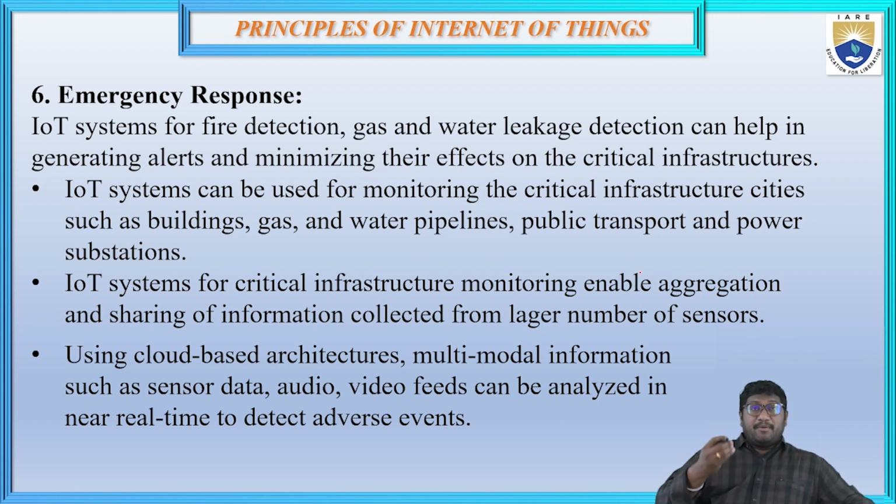With the help of this emergency response system, with the help of our IoT, we are going to detect the things and we are going to continuously monitor the critical infrastructure such as buildings, such as gas or else water pipelines or else public transport or else power substations. All these factors can come under emergency response. If anything happens, automatically our IoT systems are going to sense the information and present it to you in the form of an alerting system. This is how things are going to happen in an emergency response.